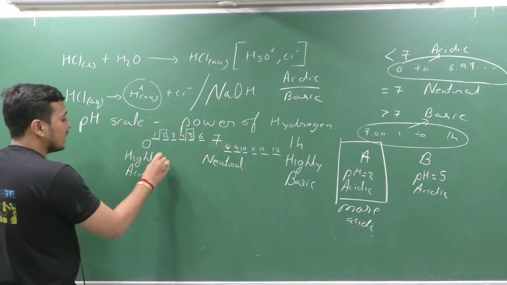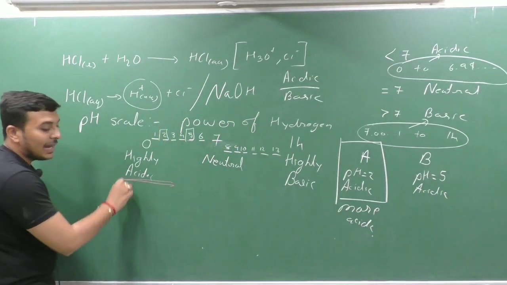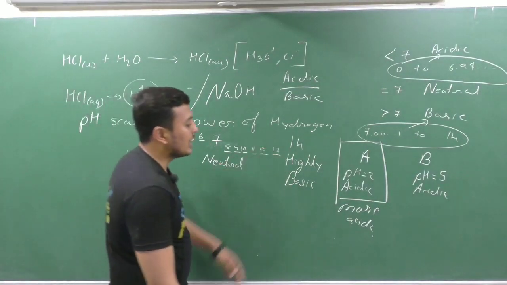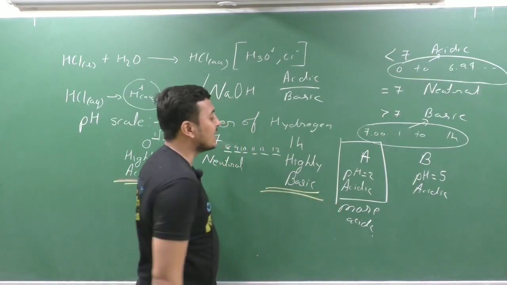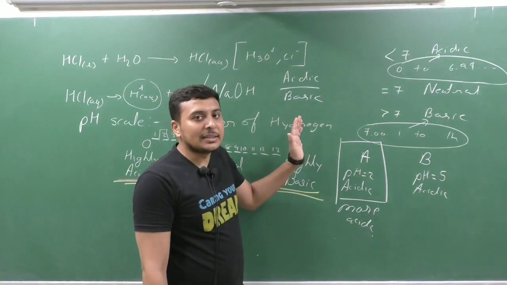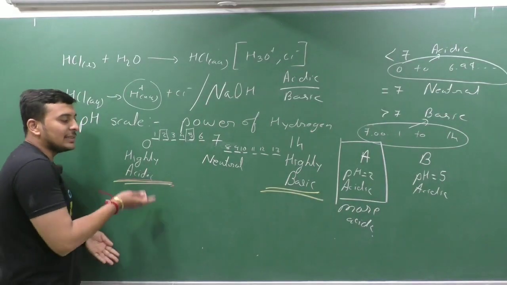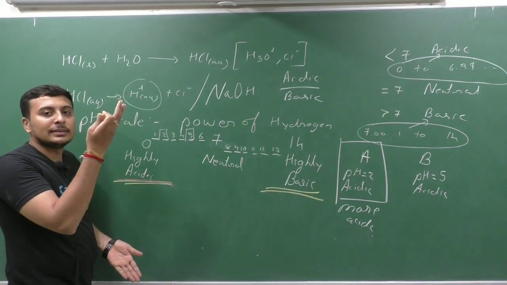Why? Because see here, 0 means highly acidic. And 14 means highly basic. So as the pH increases, the basicity increases. As the pH decreases, the acidity increases.